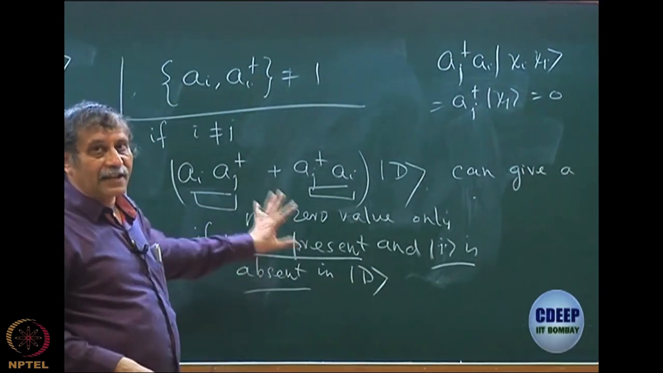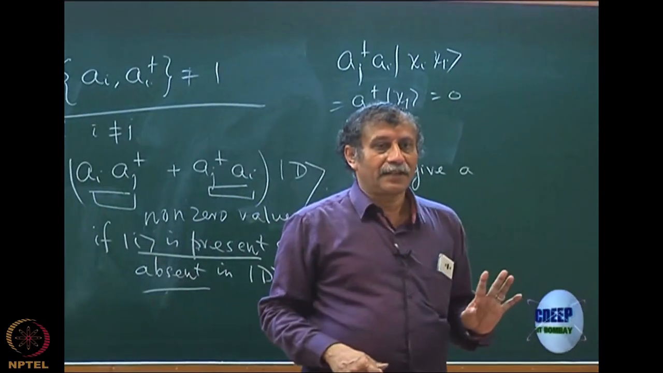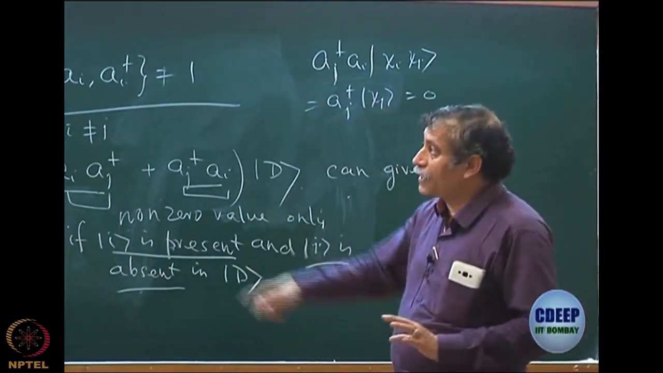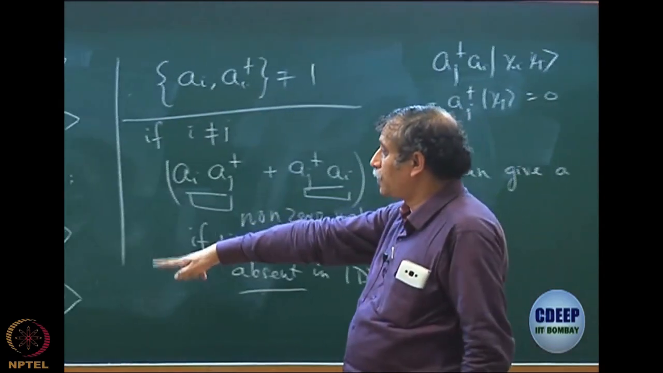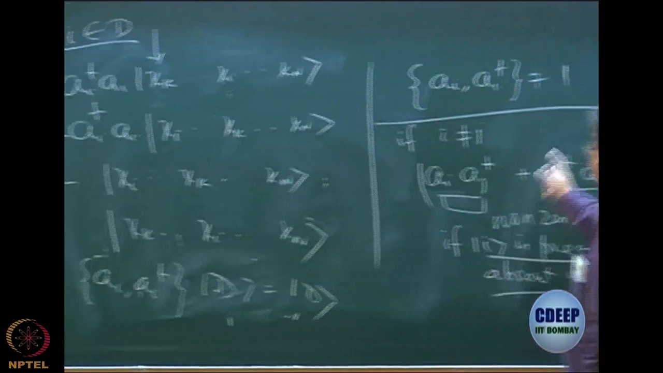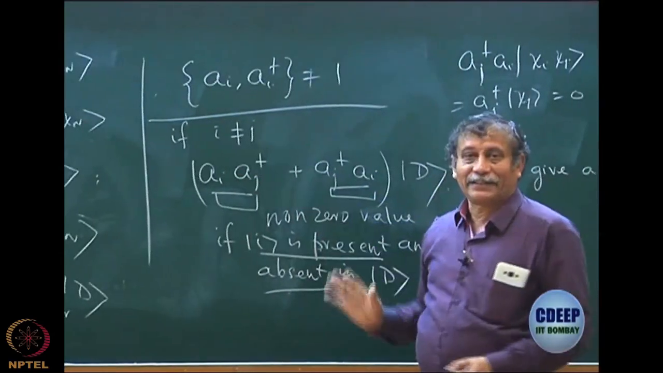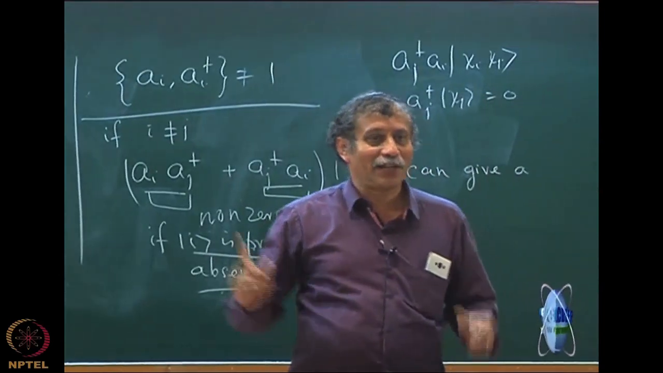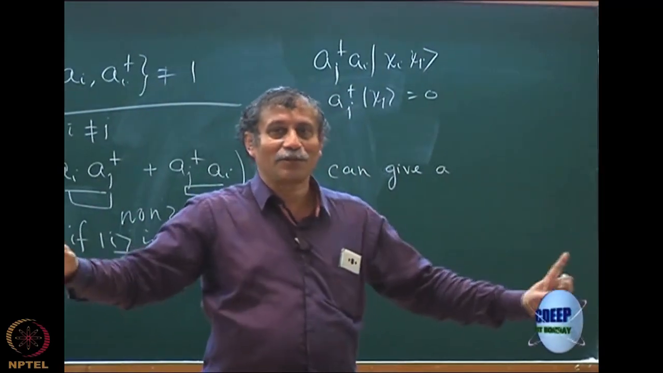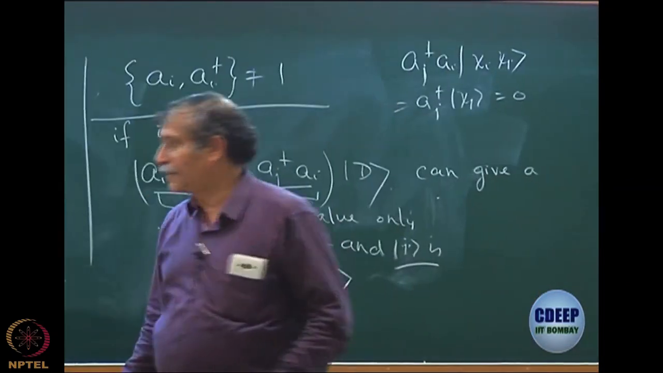And let us analyze what happens then. Is it clear? Because I have already eliminated the I equal to J case. I have shown that AI dagger AI is equal to 1. So, now you cannot say that I will create and annihilate the same orbital, because there are two different orbitals. Now, explicitly I is not equal to J. Okay? Is it clear? All right.